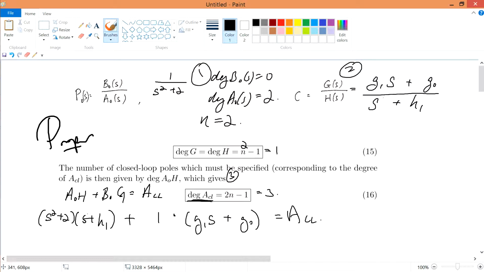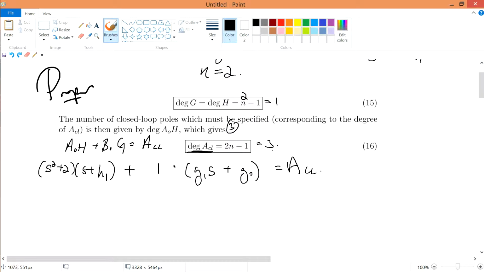Okay, just to double check your order over here: s squared times s is s cubed. So this part over here, the highest order is 3. For this side over here, the highest order is 1. Therefore, if you compare, the highest order for your A CL is in fact 3, the same as this one. Now, knowing that the highest order for your A CL is 3, we can choose any equation, as long as it's to the power of 3. So it's somewhat like s plus 1, s plus 2, s plus 3, which should be fine.